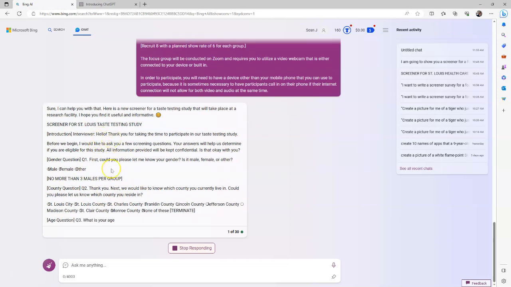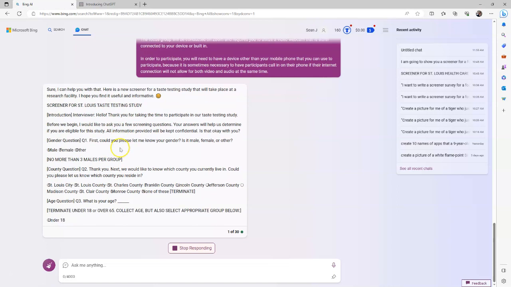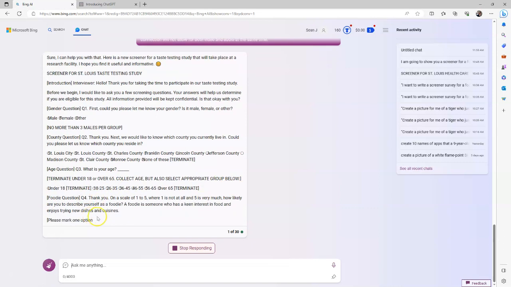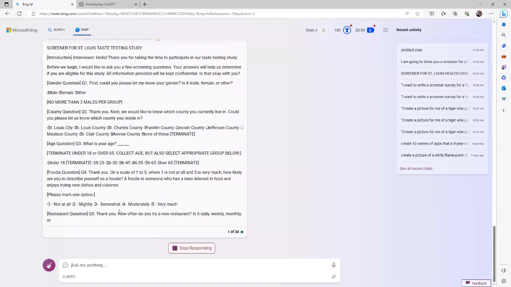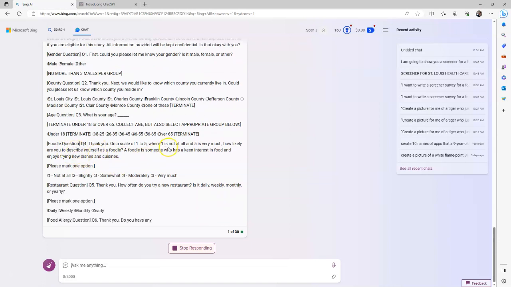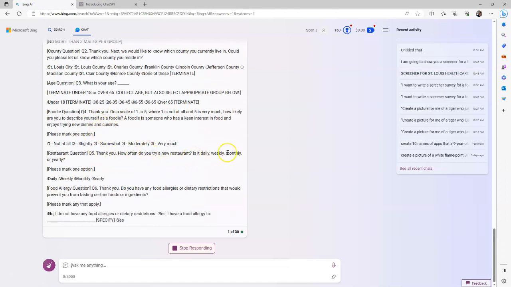Right now, what it's doing is taking many of the ideas that were in the original screener that I copied and pasted over, but it's following the same format, the same directions. I told it anything in brackets is an instruction, and anything that's not in brackets is part of the questions that are actually going to be asked by the recruiter. And look, it's inserted a new foodie question for me about whether or not someone considers themselves a foodie or not, and how often they try a new restaurant.